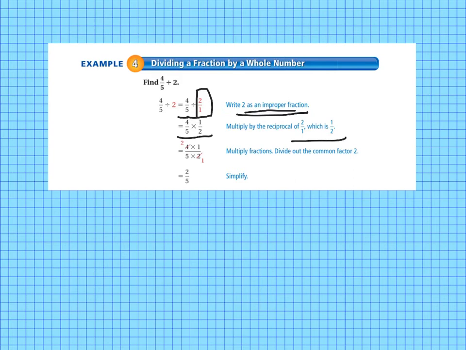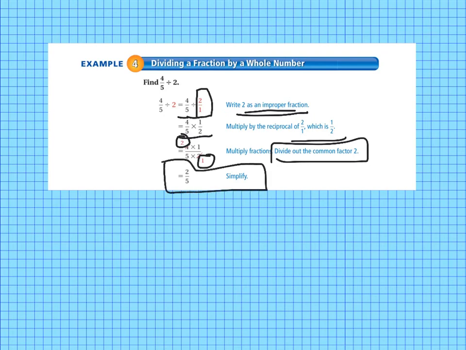So we keep the fraction on the left, we change the sign to multiplication, and we flip the fraction on the right, and then we divide out the common factor, so cross-canceling those common factors out, which makes your math easier and your life easier. So 2 goes into itself once, and it goes into 4 twice. So we now have 2 times 1, which is 2, and 5 times 1, which is 5. So you're all simplified.